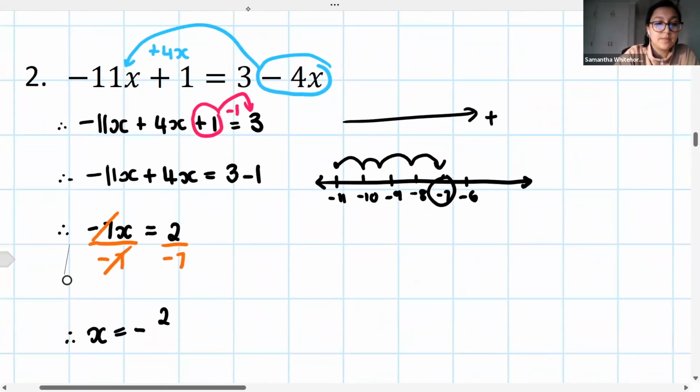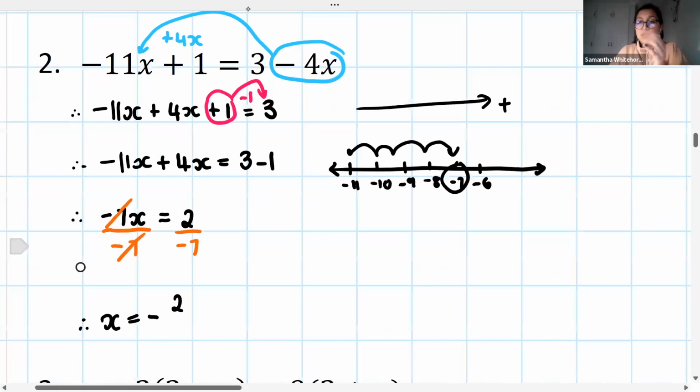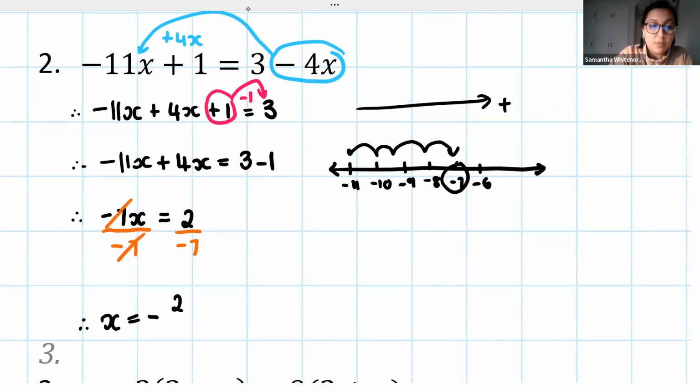Now, this is what I said earlier. Just leave it as a fraction. There's no point in trying to make it a decimal or trying to do anything else with it. Leave it as a fraction. That is absolutely fine. If you have written it as a decimal, that is also fine. I think it's negative 0.29. Just double check myself. It is fine.